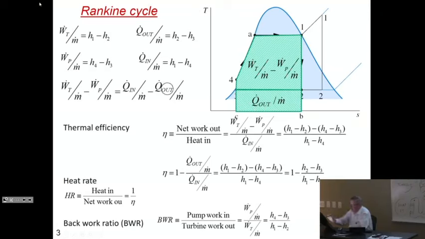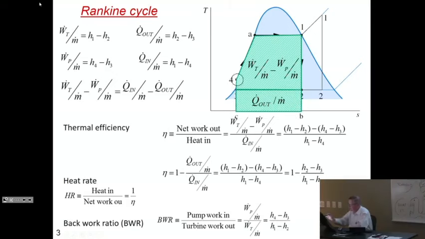Q out, on the other hand, is the TdS equation as applied to the 2 to 3 transition. So basically, that is this. It's isothermal. That makes life easy. And the ds is simply that you have to integrate over this x-axis. So this is the Q out divided by m dot is here.